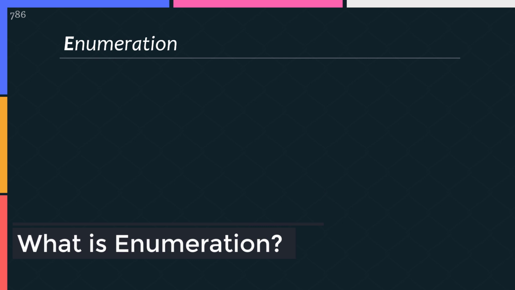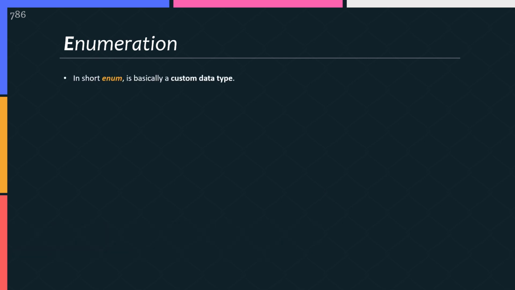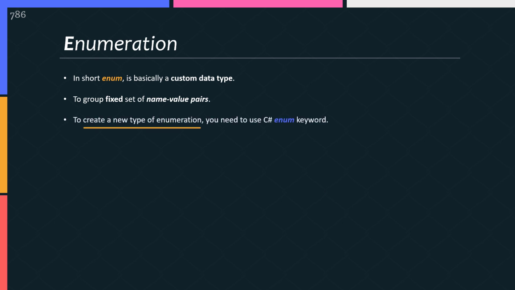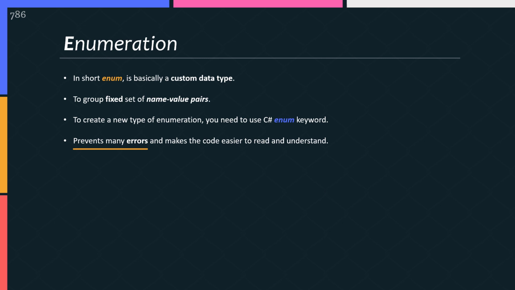What is enumeration? Enumeration, in short enum, is basically a custom data type. We use it to group a fixed set of name-value pairs. If you want to create a new type of enumeration, you need to use the C# enum keyword. Remember, enumeration is strongly typed, and because of this, it prevents many errors and makes the code easier to read and understand. Don't worry, I will show you everything step by step.